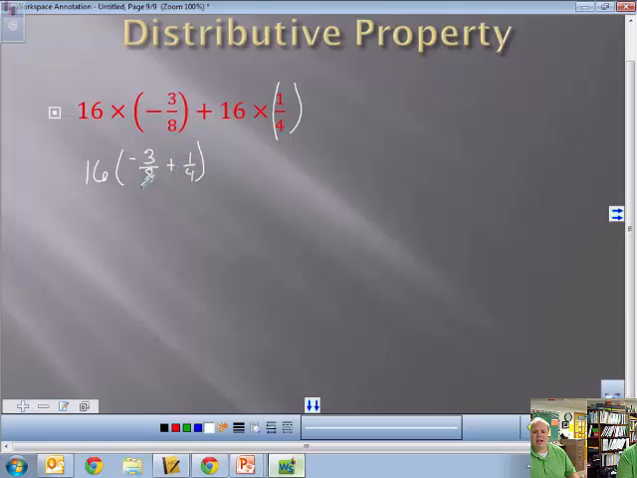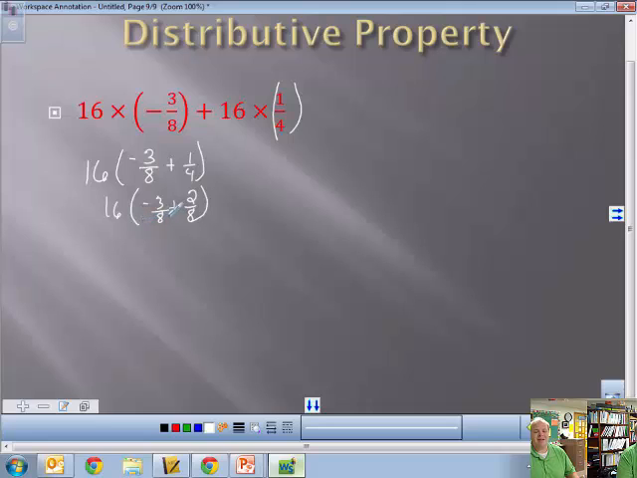Because I'm trying to add, I need to have a common denominator. So, a common denominator here is going to be 8. So what I do to 4 to get me to 8, I multiply by 2. So 1 times 2 is 2. Plus a negative 3/8, times 16.